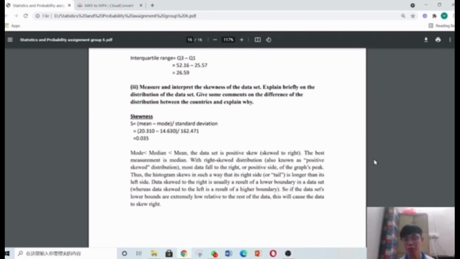So the best measurement is median. So the histogram is skewed in such a way that its right side is longer than its left side. So data skewed to the right is usually a result of a lower boundary in a data set. So if the data set's lower boundary is extremely low relative to the rest of the data, this will cause the data to skew right.